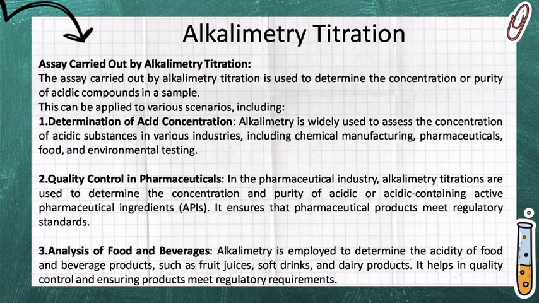In the pharmaceutical industry, alkalimetry titrations are used to determine the concentration and purity of acidic or acidic-containing active pharmaceutical ingredients, APIs. It ensures that pharmaceutical products meet regulatory standards. Third, analysis of food and beverages. Alkalimetry is employed to determine the acidity of food and beverage products, such as fruit juices, soft drinks, and dairy products. It helps in quality control and ensuring products meet regulatory requirements.